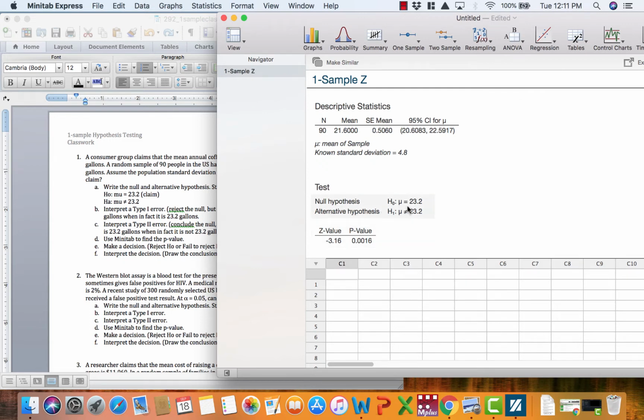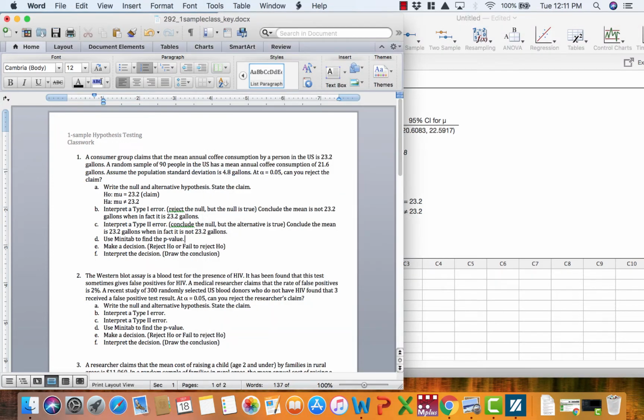Right here under test is the result of our one sample hypothesis test. We see that Minitab gives us our null and alternative as we wrote them in part A. And then we get a p-value of 0.0016.